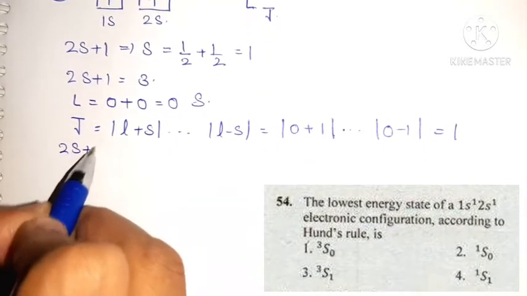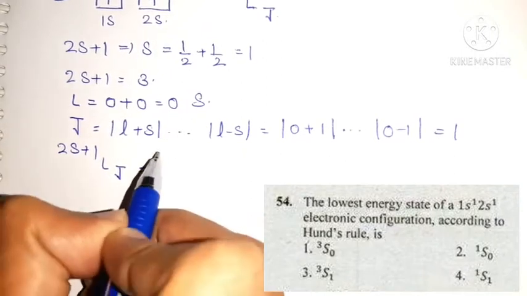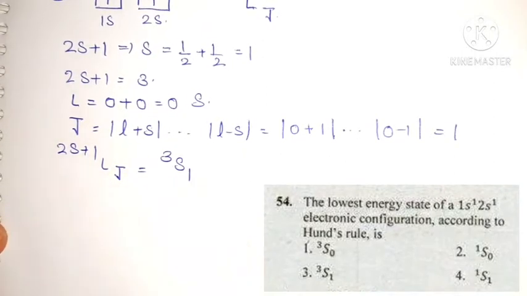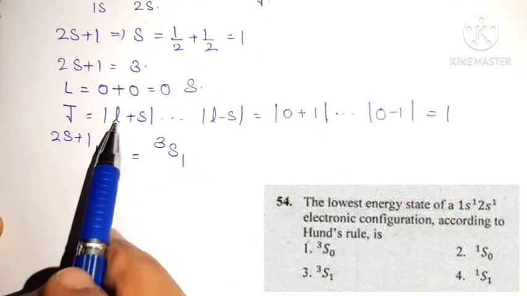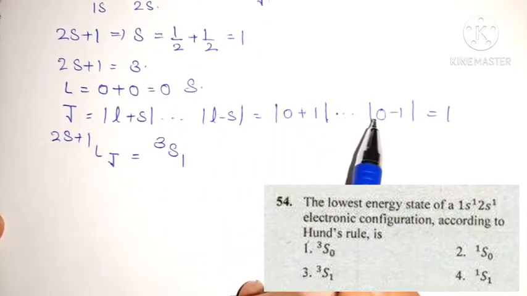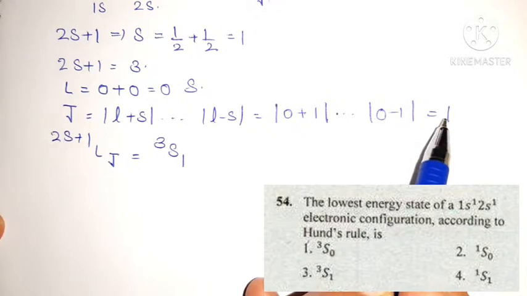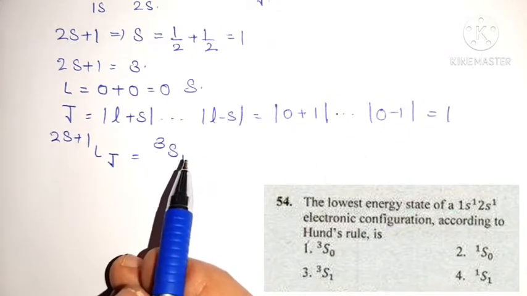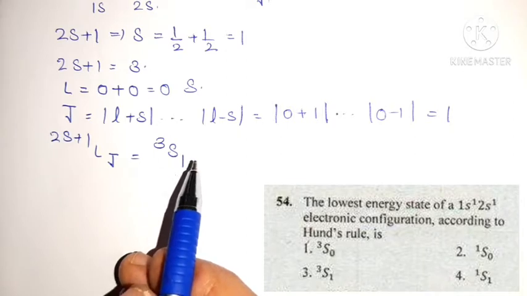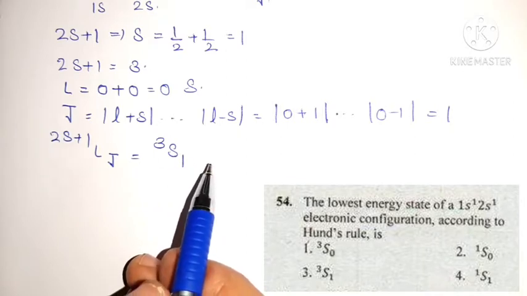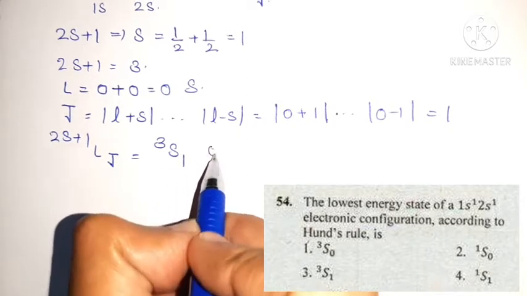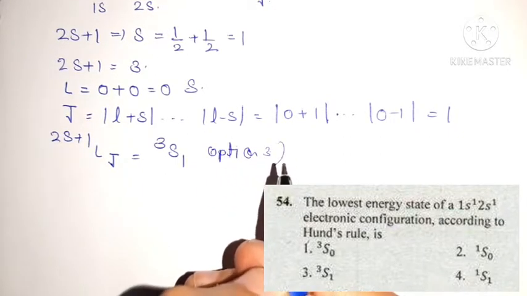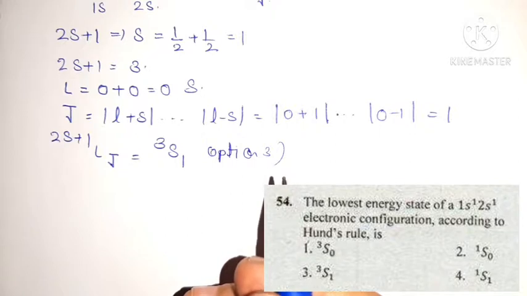So 2S plus 1 L J is equal to 3S1. The J value is L plus S to L minus S, so 0 plus 1 to 0 minus 1, which is 1. So 3S1 is your lowest energy state for this 1s1 2s1 electronic configuration. This is your option number 3. Your option number 3 is the correct answer for this question. Understand, friends?